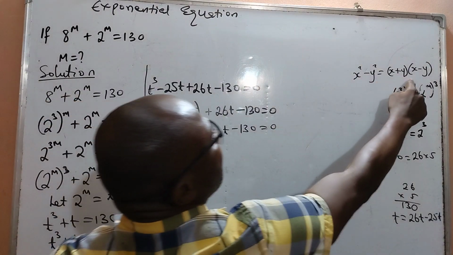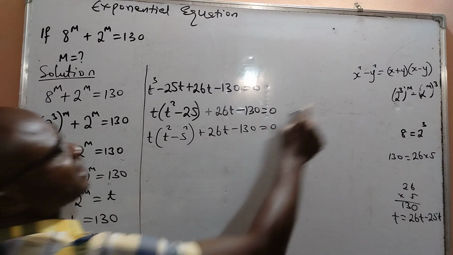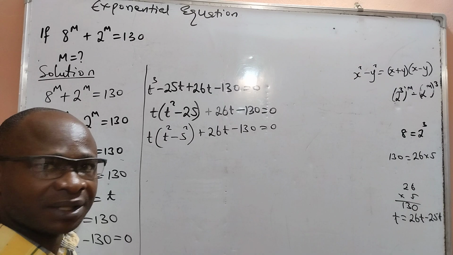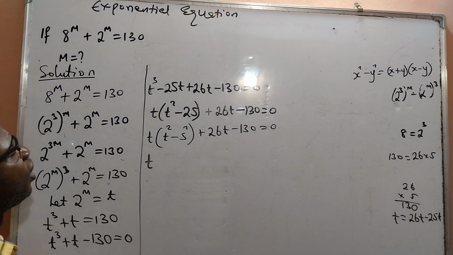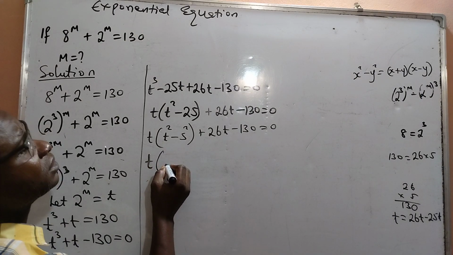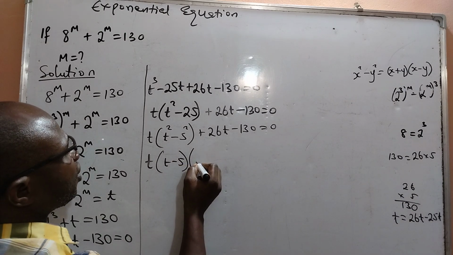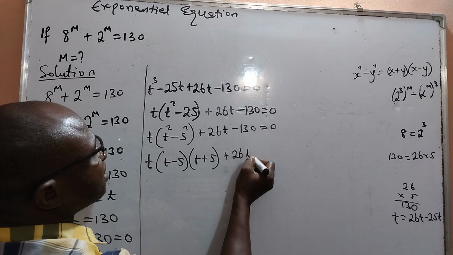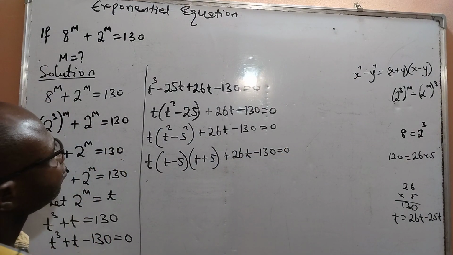Now, I can apply difference of two squares. This bracket is exactly what I have here as x raised to the power 2 minus y raised to the power 2. So I can now write it as t into the bracket, then t minus 5, and also t plus 5, then plus 26t minus 130 equal to 0.